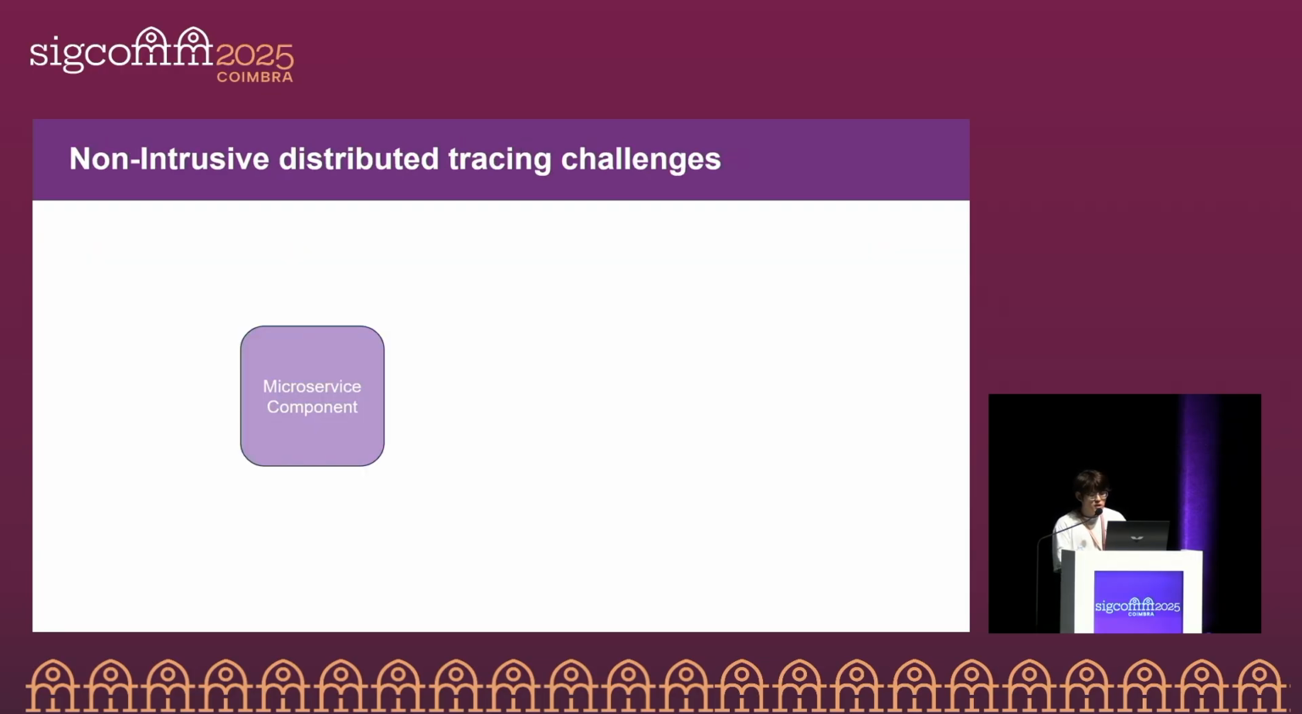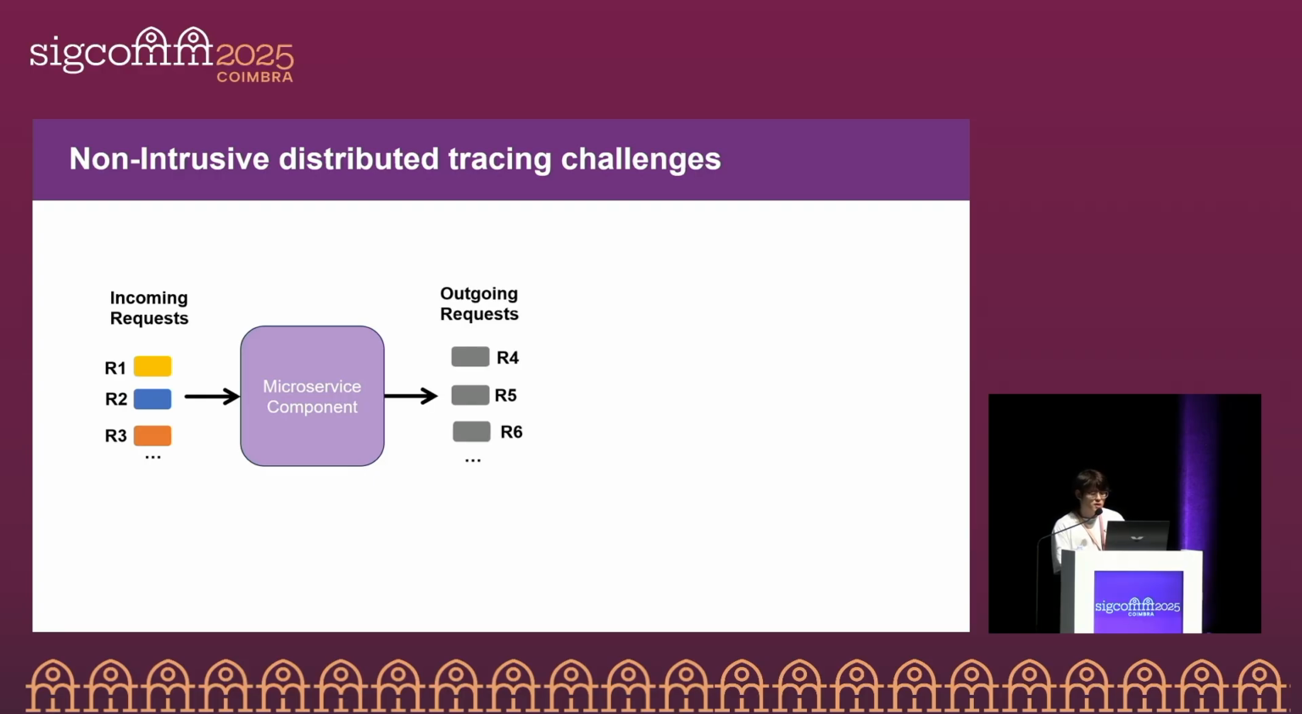But non-intrusive tracing faces challenges in achieving high tracing accuracy. When a component handles multiple incoming requests concurrently, each incoming request may trigger its own set of outgoing requests. From a non-intrusive view, it is inherently difficult to directly determine which outgoing request was triggered by which specific incoming request. This is a core problem that our work aims to solve.